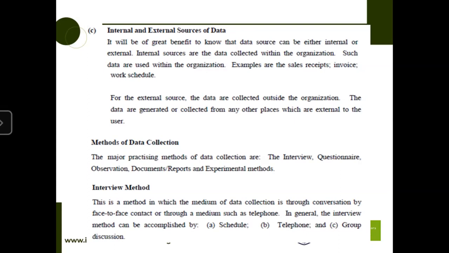I have talked about the sources of data and how data are generated. Let us quickly look at the methods which we use to collect data, otherwise known as methods of data collection. Majorly, the practical methods of collecting data include interview, questionnaire, observation, experiment, or through document or report.